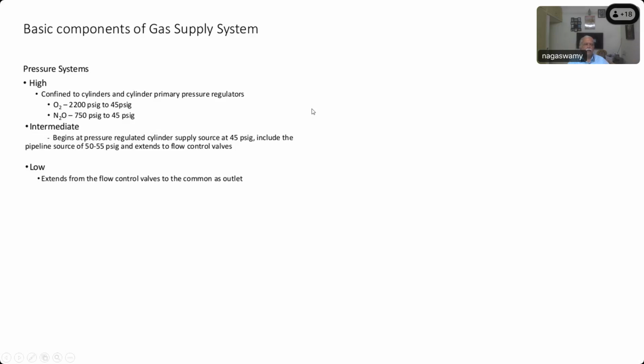It is the sum of gauge pressure and atmospheric pressure. Atmospheric pressure is added to get absolute pressure, correct? So what is the atmospheric pressure? How many psi? Atmospheric pressure is 15 psi. So it is 760 millimeters of mercury or 15 psi. So if you add this 15 to 2200, it will be 2215 psi. That is the absolute pressure. Why it is important is that what the gauge reads is 2200 psi.